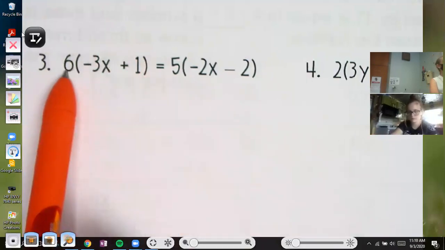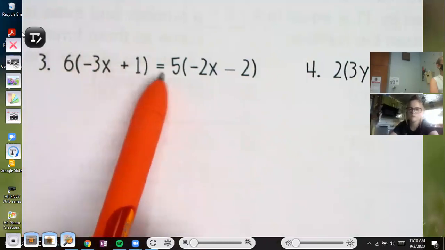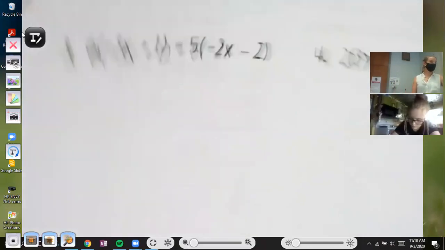So you have to do 6 times -3 and 6 times +1. 5 times -2x, 5 times -2. So you're doing 2, 3, 4, and 5. And you're only going to have about 5 minutes to do it before we have to clean up. So try to get as many of those done.